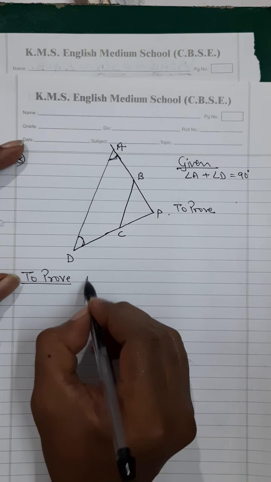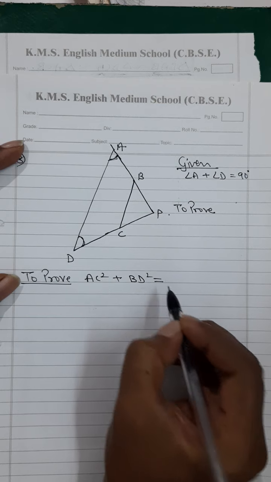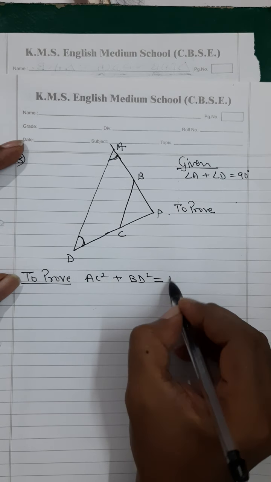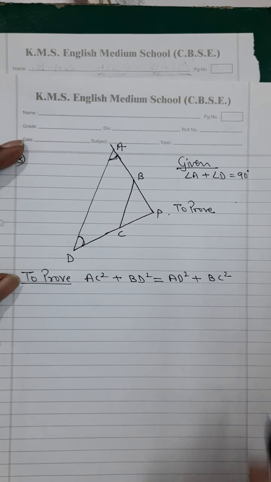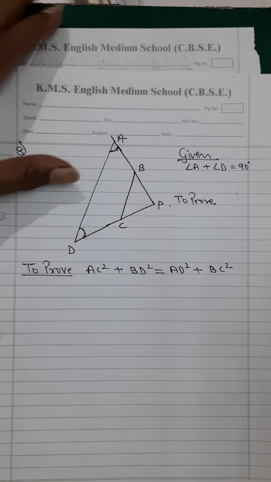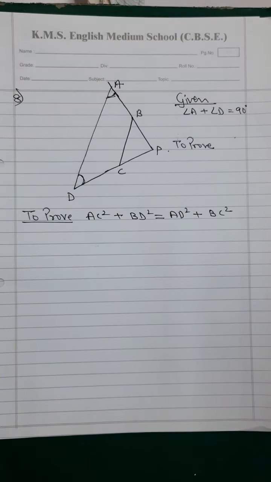AC square plus BD square is equal to AD square plus BC square. This is what you have to prove, my dear students. So now this is really a good, interesting question. Definitely, it is a very interesting question. Not at all difficult, but it makes you think. It makes you think. And what does it make you think?